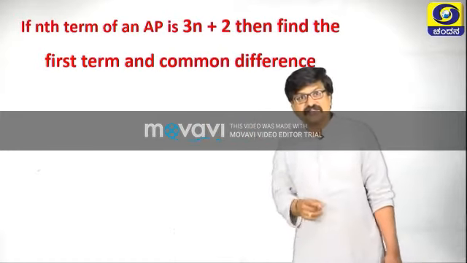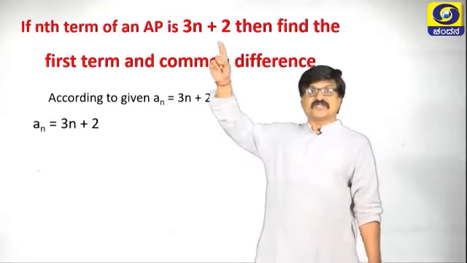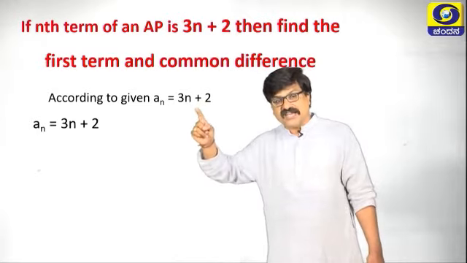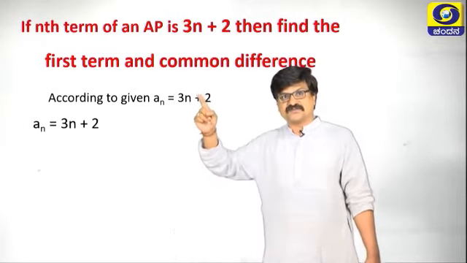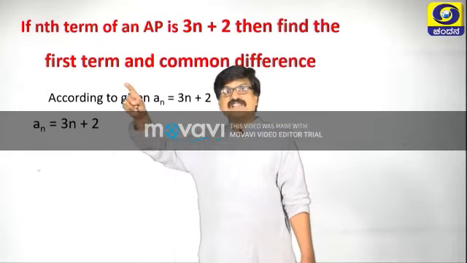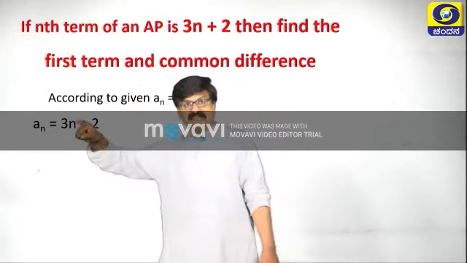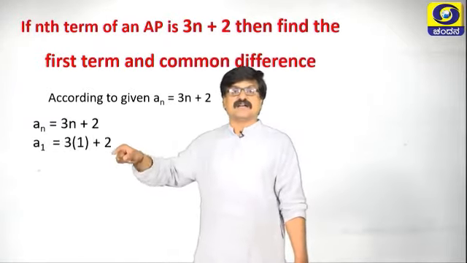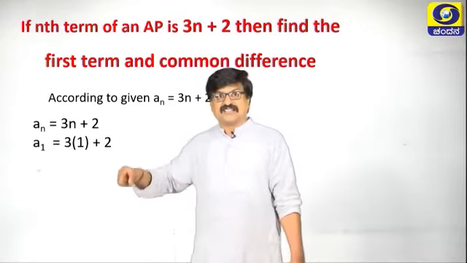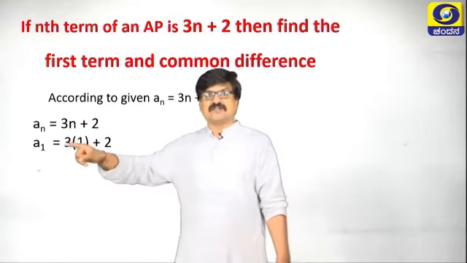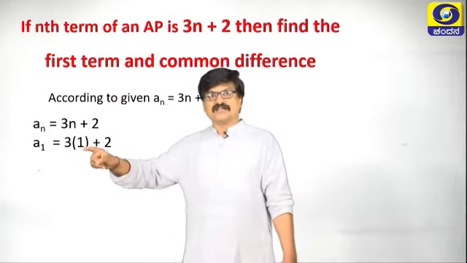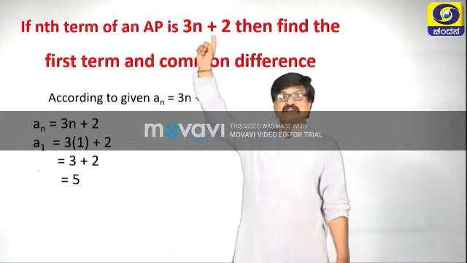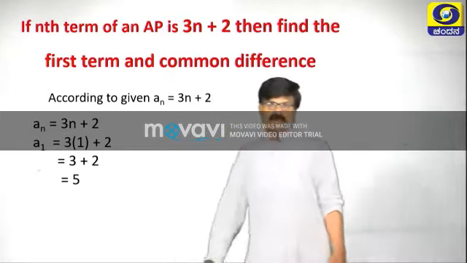So, in this problem, according to the given, this nth term stands for an. The value of an is 3n plus 2. Again I have written here. First term, how to find? In place of n, substitute 1, the number we get is the first term. Let us see here, I am replacing n as 1, 3 into 1 is 3 plus 2, that is 5. For this nth term, the first term is 5.